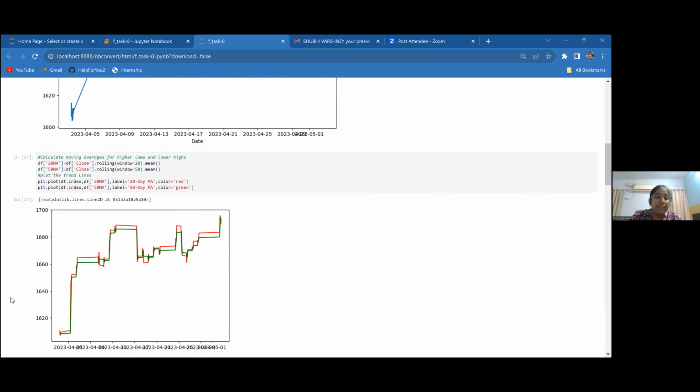Further, I have plotted the very same prices using moving averages and calculating moving averages for higher lows and lower lows using rolling window. Now, what is rolling window? The rolling window suggests that we use a particular segment. For example, if I have window equals to 5, then I will use 5 components of data at a particular time. For more clarity, let us understand it by an example of a monthly data.